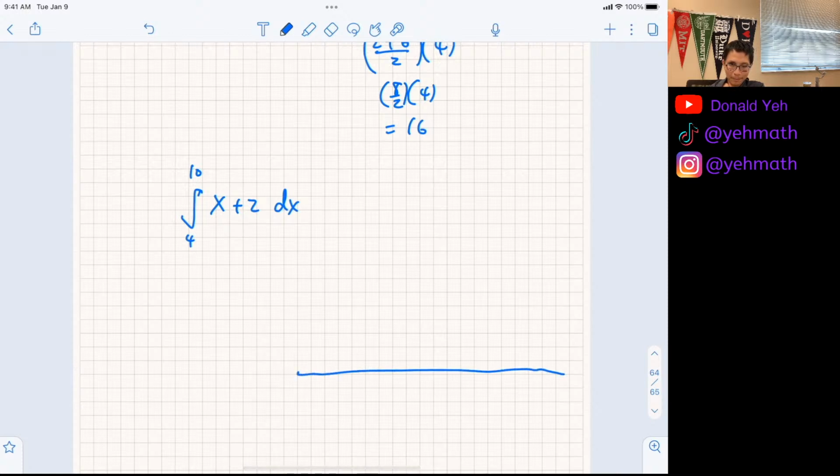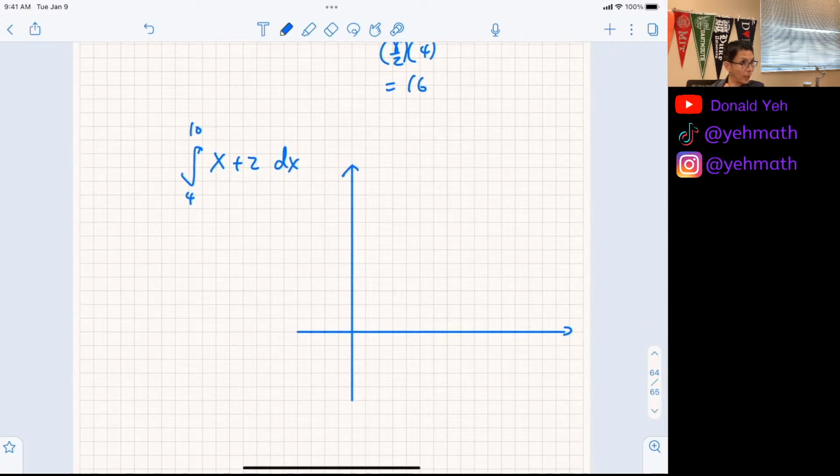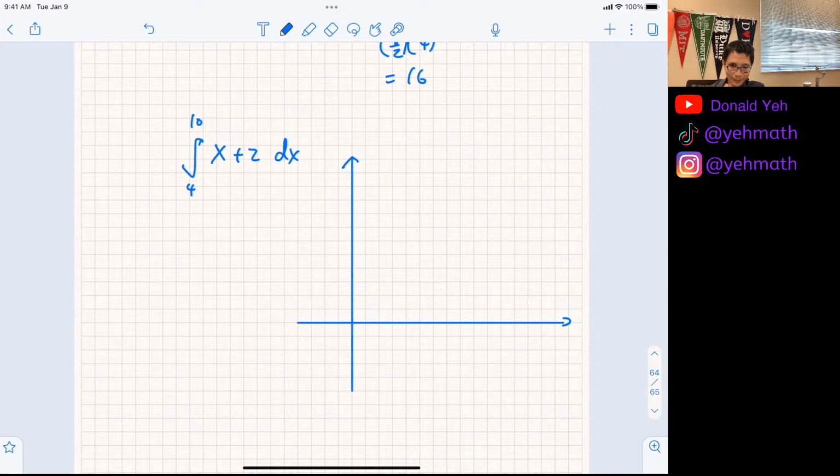What you guys got? 42. 42? I got 54. Everybody got a different number? Oh boy. So 1, 2, 3, 4. If you don't know how high it is, you can always plug in, right? 4 plus 2 is 6. So it's going to be 6 units right here. Would you say it's true?